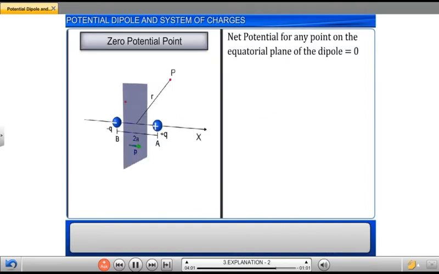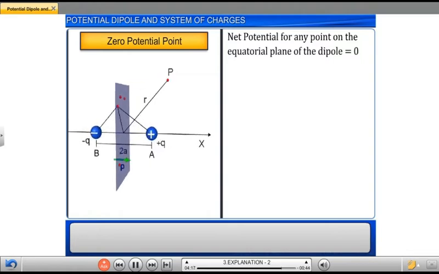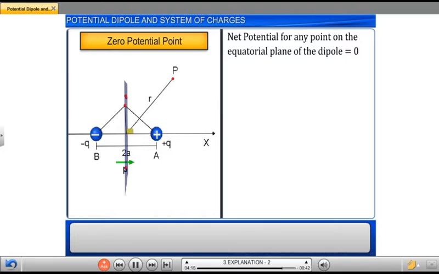For any point on the equatorial plane of the dipole, the net potential will be 0. Since plus q and minus q cause equal positive and negative potential respectively on the plane, and as theta is equal to 90 degrees, therefore cos 90 degrees is equal to 0.